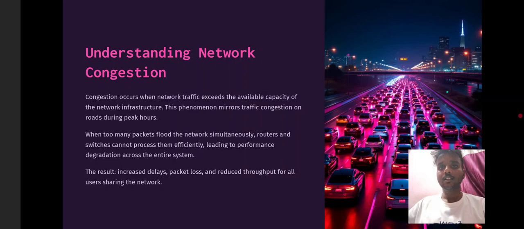For example, when many people in a hostel use Wi-Fi at night, the internet becomes slow. This is due to congestion. When congestion happens, routers cannot process packets efficiently, leading to packet loss and increased delay.